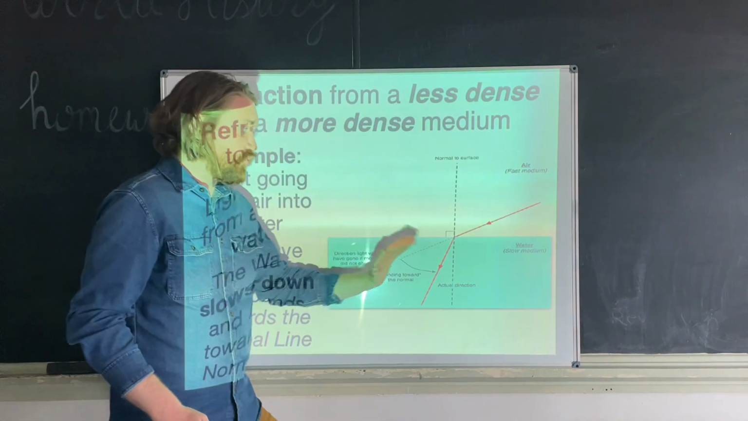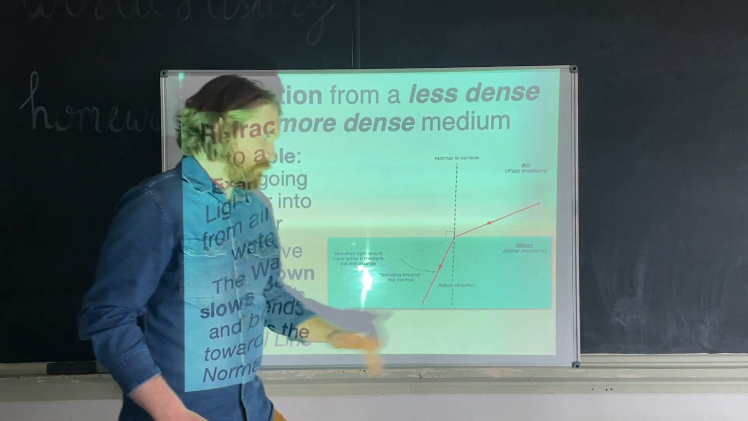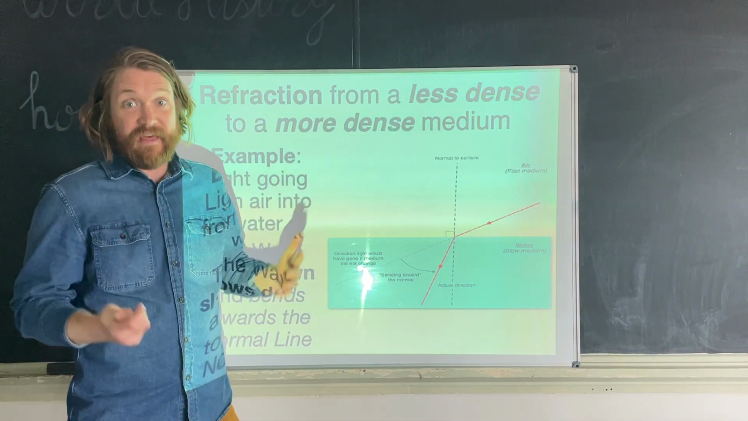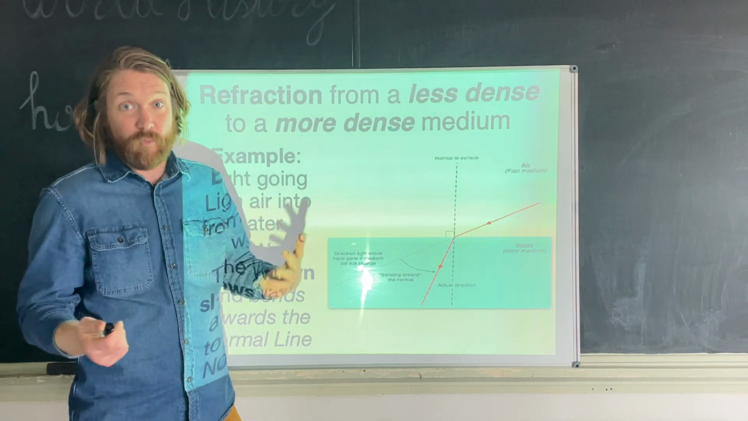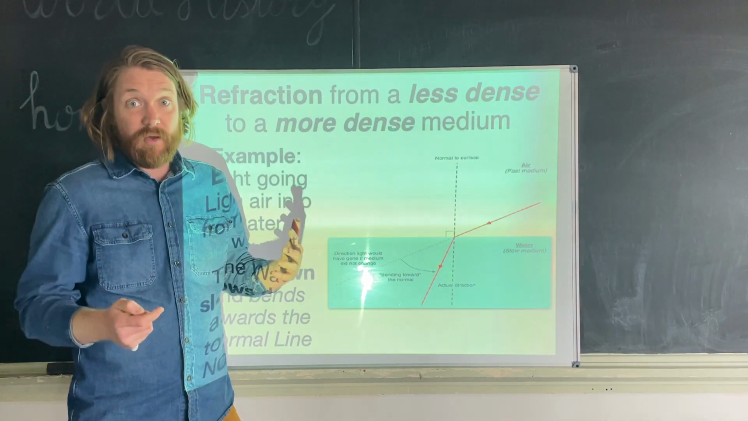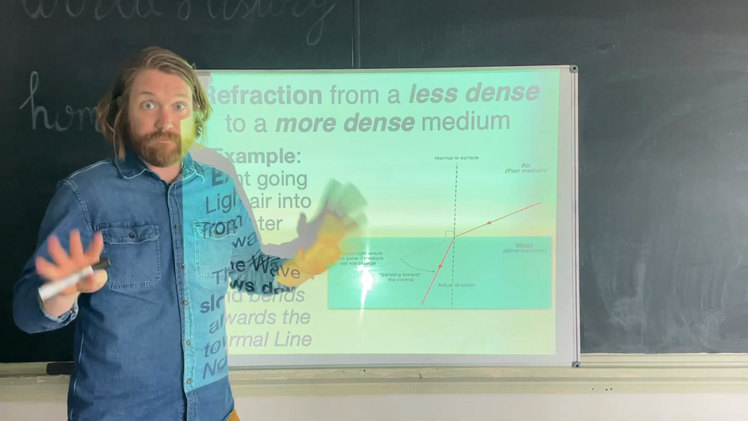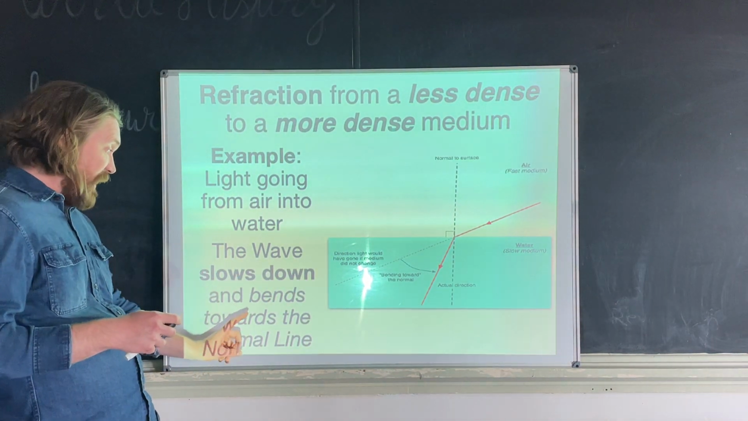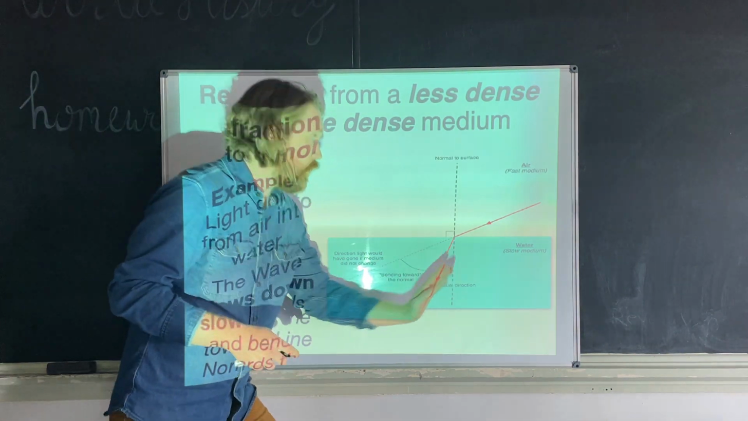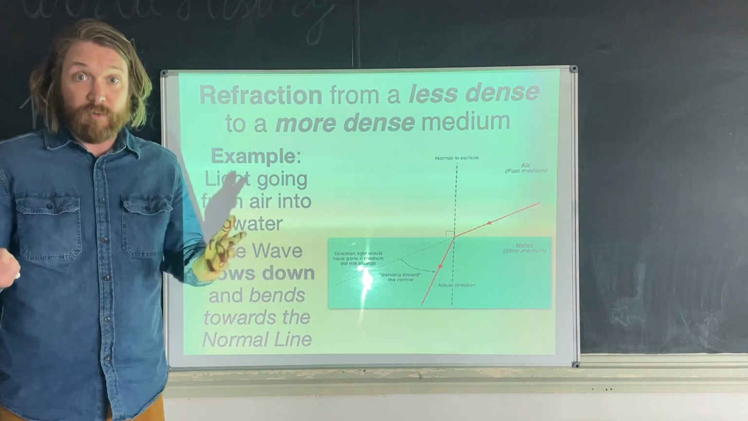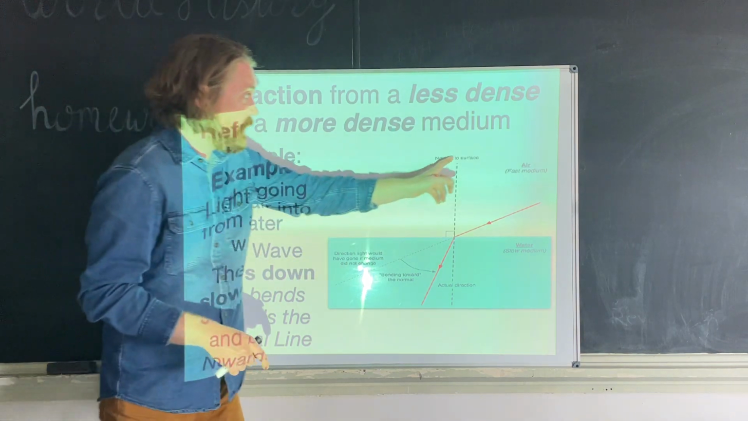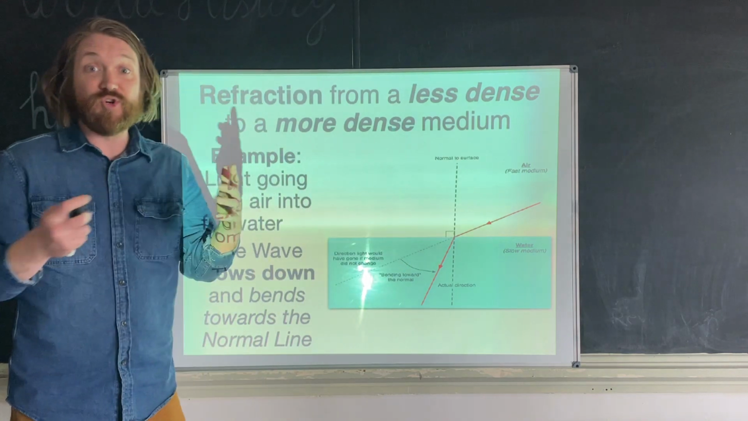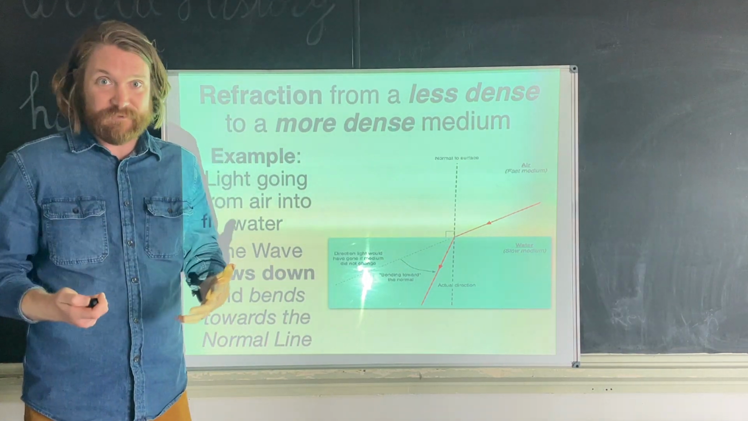What it does is it slows down, and it doesn't travel as fast. Why? Well, we'll get into that, but that's because there's more atoms in its way. Light travels fastest when there's no atoms getting in its way. So the light wave slows down and it bends towards the normal line. And again, the normal line is always, you guessed it, 90 degrees to the surface. It's this imaginary line that is super important when it comes to waves.